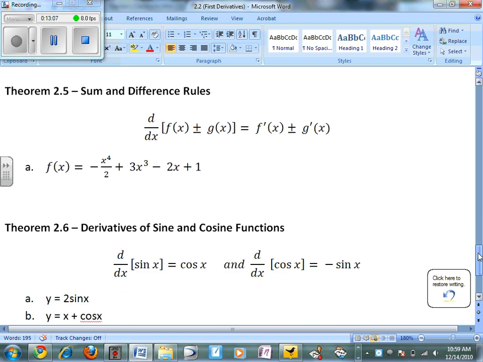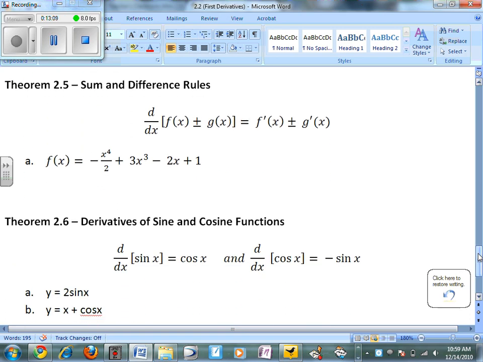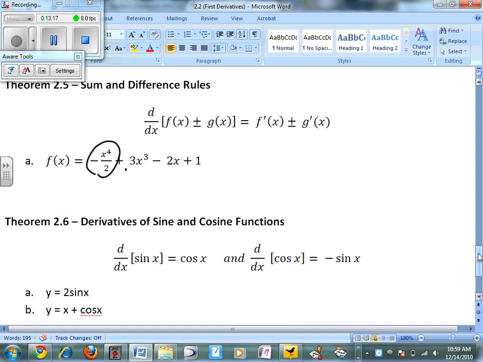And the last thing, the sum-difference rule, is we can break up the derivatives and just take them all separately. So I can take the derivative of this function and add it to the derivative of this function, subtract it from the derivative of this function, and then add it to the derivative of this function. So we can take them all separately.